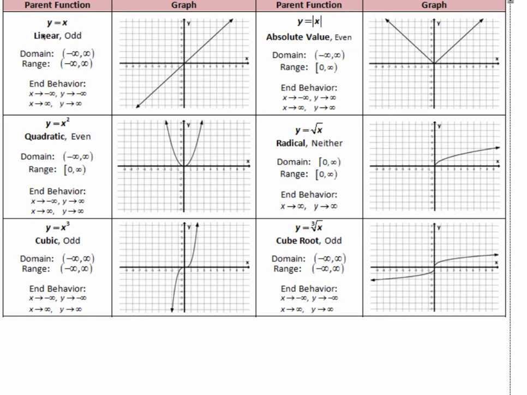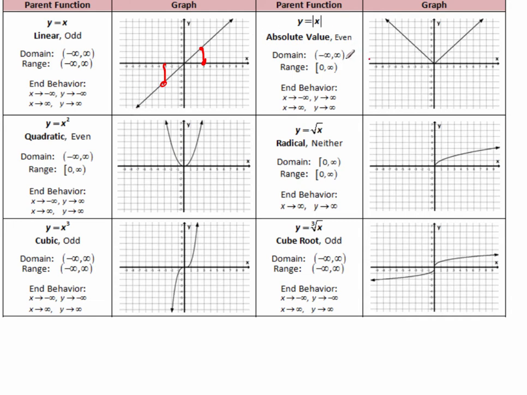So the first parent function we're going to look at is a line. y equals x. Now, you studied the line extensively in Algebra 1. It is odd, which means that f of x is equal to minus f of minus x. So as x becomes infinite in the positive direction, this function becomes infinite in the positive y direction. And as it becomes infinite in the negative x direction, it becomes infinite in the negative y direction.